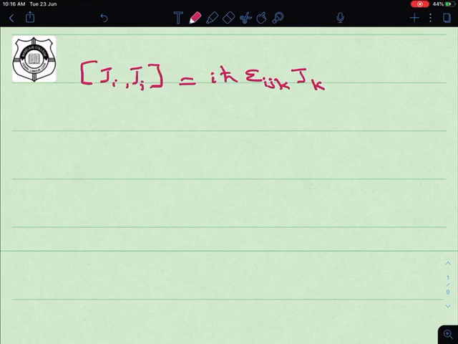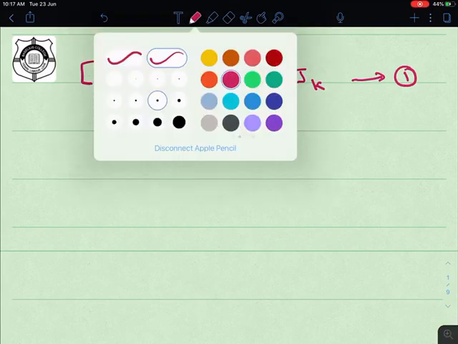So every other commutation relation follows from this basic commutation relation, which is very important. You know epsilon ijk: if it is an even permutation, it is +1. If it is an odd permutation, it is -1. And if any of the indices are equal, it is equal to 0.